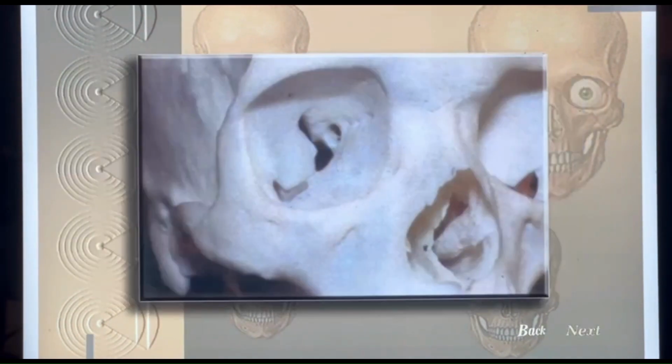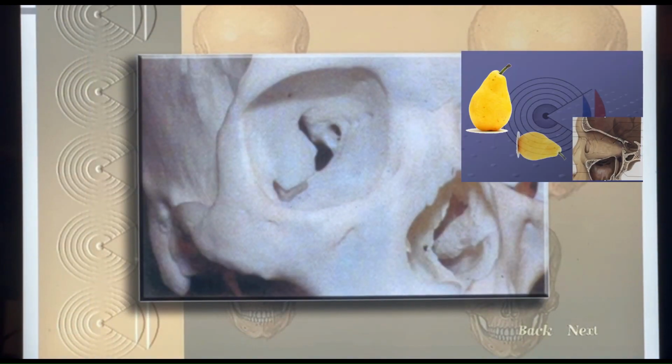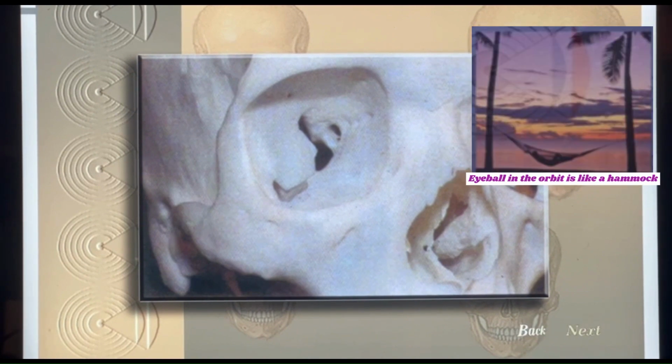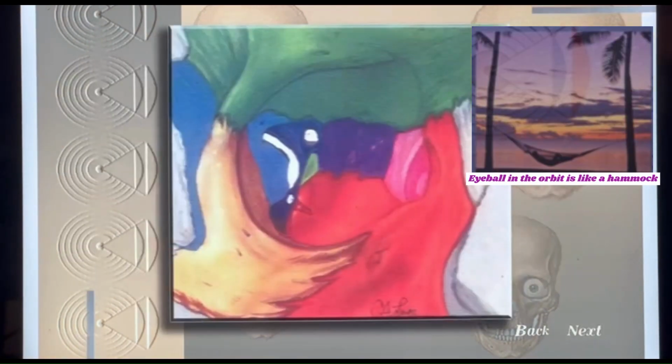Now, these are the orbits in the skull. You can see the orbital walls, the medial, the lateral, the superior, and the inferior. Now, these are colored to see the many bones contributing to the orbital cavity and orbital walls.